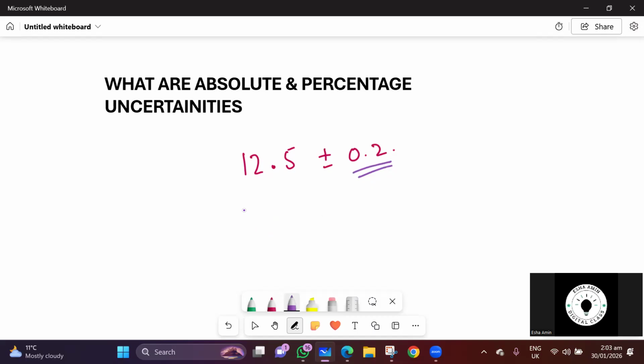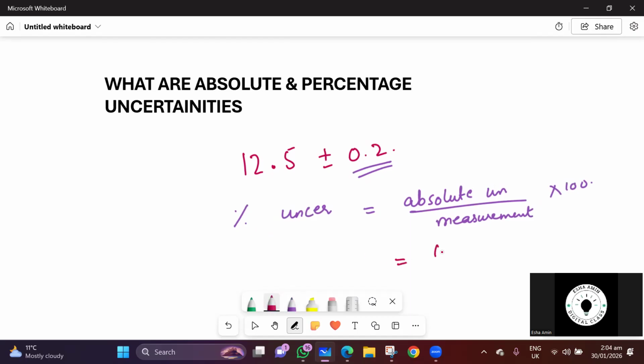The formula for the percentage uncertainty is equal to the absolute uncertainty divided by measurement, into 100. The absolute uncertainty is the possible error in the measurement, that is the 0.2, and the measurement value is 12.5, so 0.2 divided by 12.5 into 100. By calculating it you can find the percentage uncertainty.